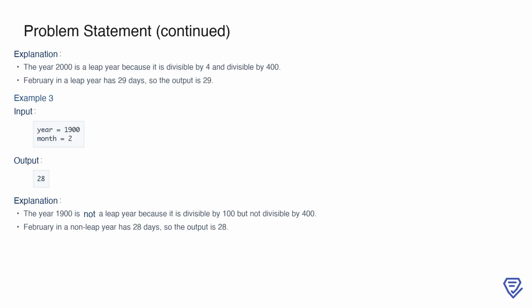Another example is the year 2023 with the month of July, represented as 7. Here, the output is 31. July is one of the months that consistently has 31 days, regardless of whether the year is a leap year or not.